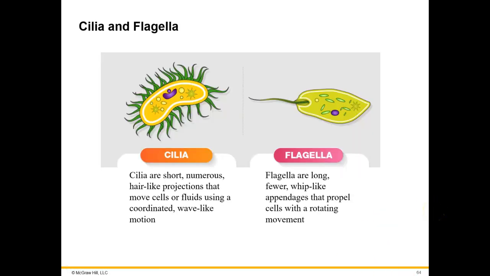When we're looking at the differences between cilia and flagella, they are so similar. They're both kind of hair-like structures that extend from the surface of the cell and are involved in movement. But usually cilia are short and numerous, so there are lots of them. They're hair-like projections that will move cells or fluids using a coordinated wave-like motion. So you could kind of imagine the way that seaweed waves in the water. That's what the cilia motion would look like.